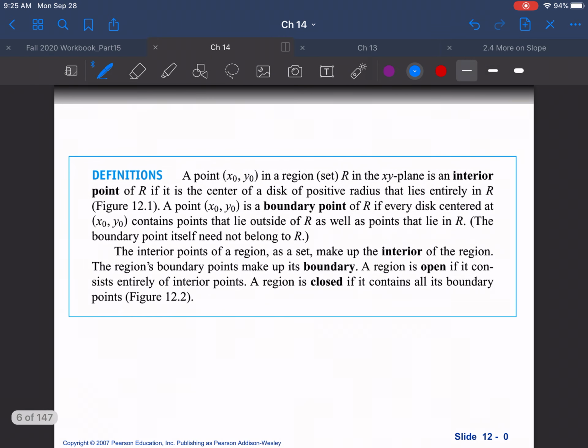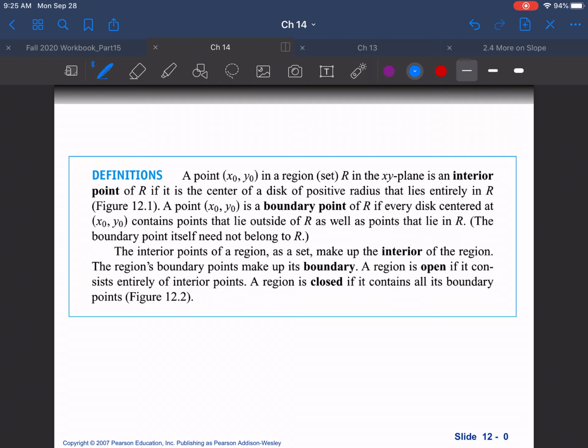Next, another definition here. A point x naught, y naught in a region or set R in the xy plane is an interior point of R if it is the center of a disk of positive radius that lies entirely in R. A point x naught, y naught is a boundary point of R if every disk centered at x naught, y naught contains points that lie outside of R as well as points that lie in R. The boundary point itself need not belong to R.